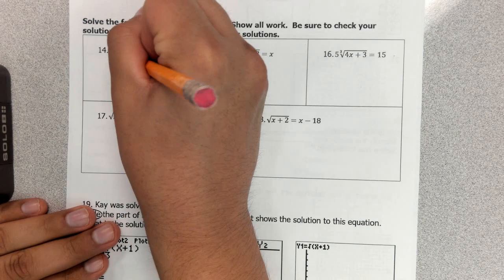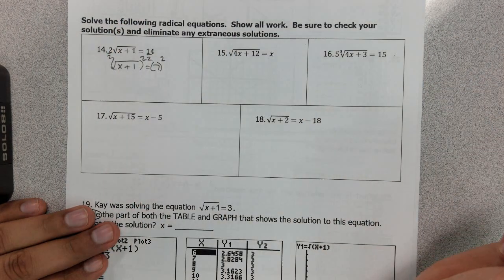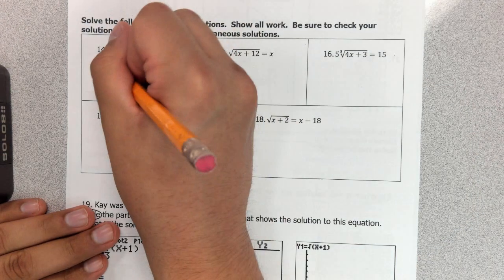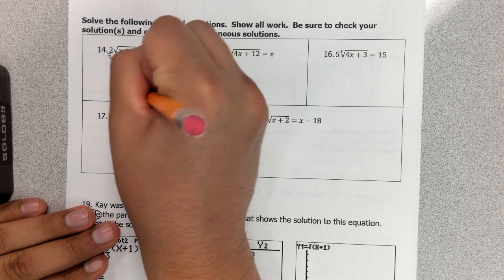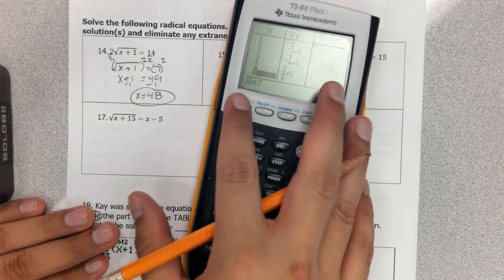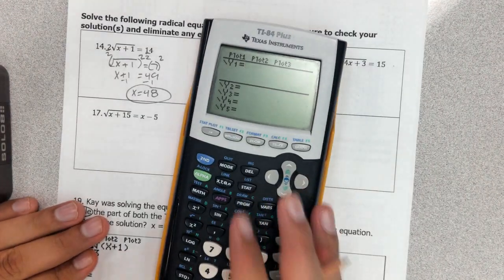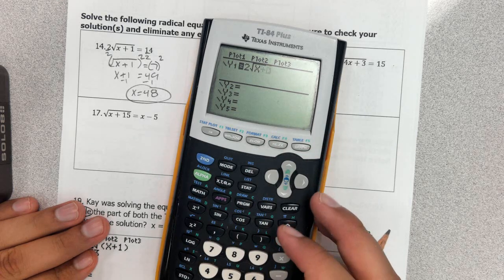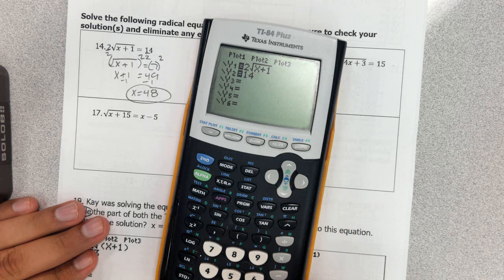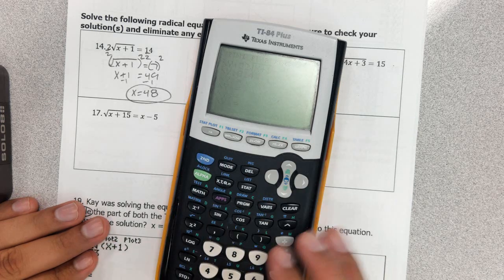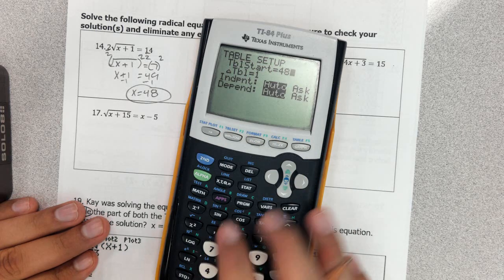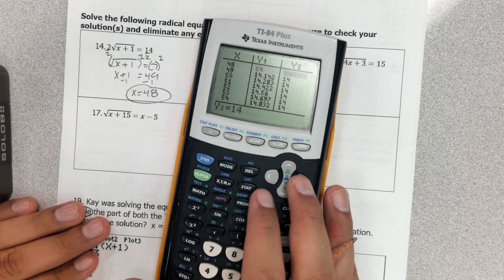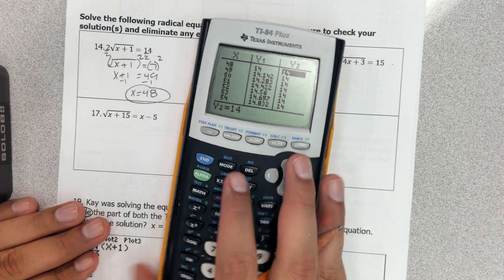Then we got to square both sides. Right, square both sides, this becomes x plus 1, this becomes 49, subtract the 1, x equals 48. Alright, so let's confirm this works. So for y1, I'm going to put 2 square root of x plus 1, 14 for y2, go to the table, let's skip to 48. They both have the same y1, y2, so that works.